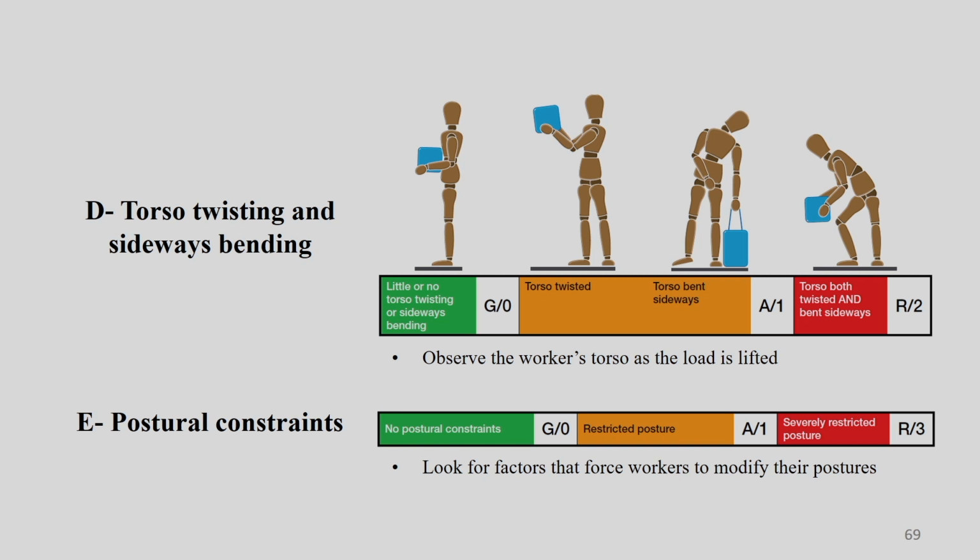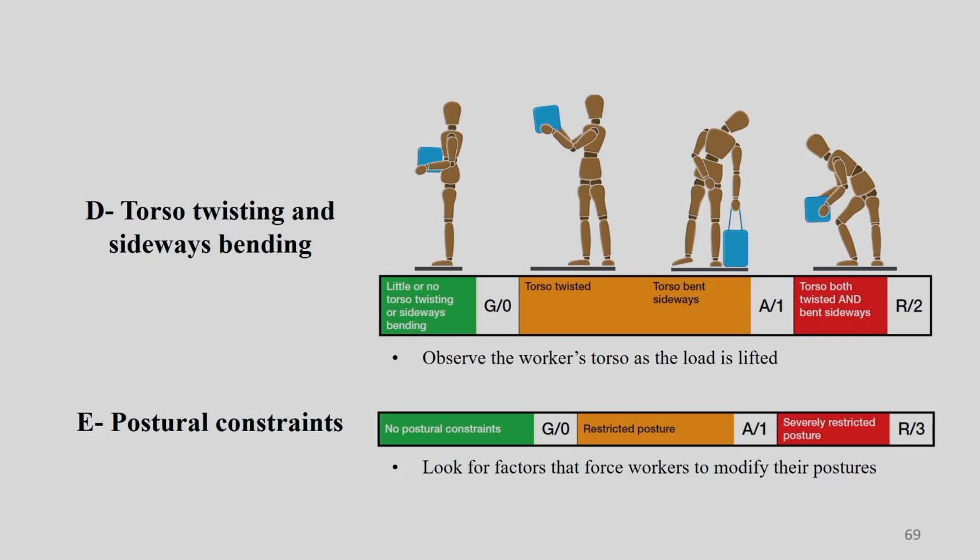Postural constraint: if there is no postural constraint, then it's a green zone, or we can say the numerical value is 0. If there is a little bit of restriction, then amber, 1. Severely restricted, where you really cannot move, you have handles, you have constraints on the shoulder movement, neck movement, a lot of constraints. In that case you have to give a value of 3, and the color is red. So, here you have to look for factors that force workers to modify their posture.